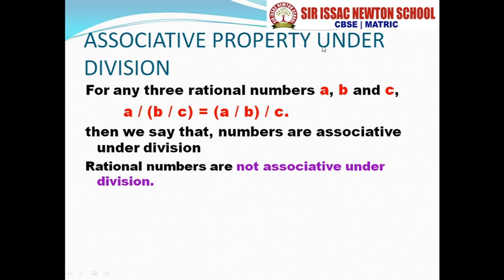Next, associative property under division. For any three rational numbers A, B and C, if (A divided by B) divided by C equals A divided by (B divided by C), then we can say the associative property is true. But for the rational numbers, the associative property under division is not true.